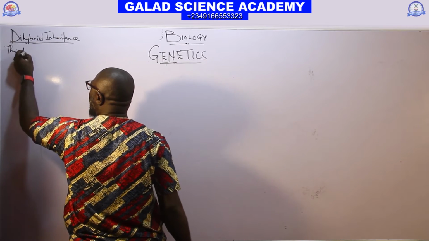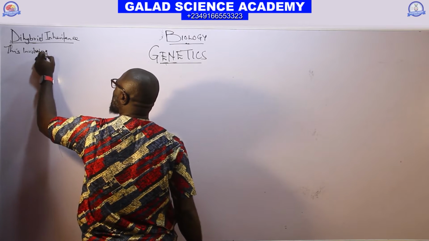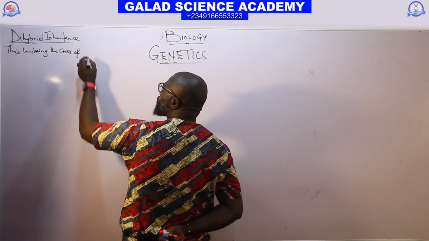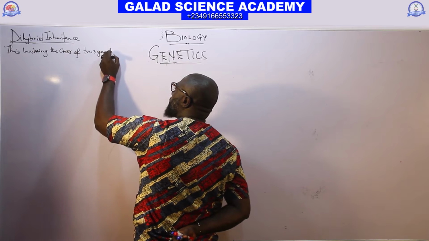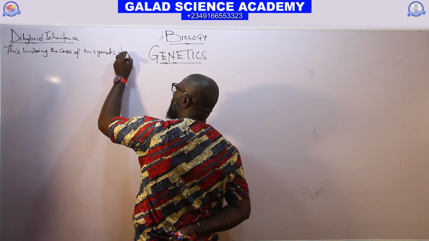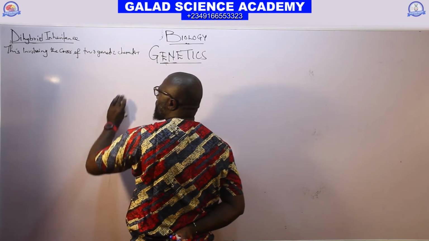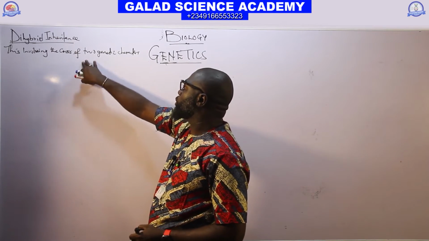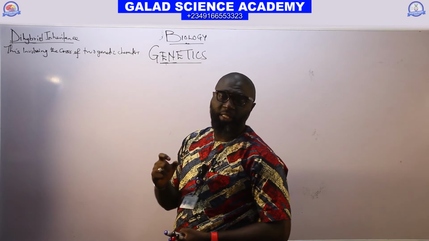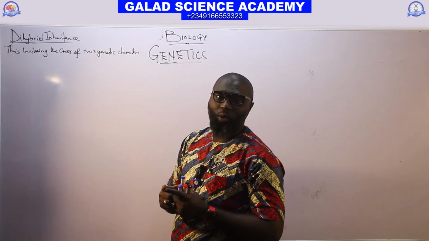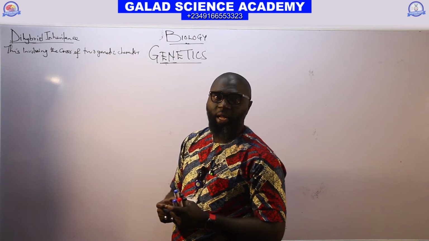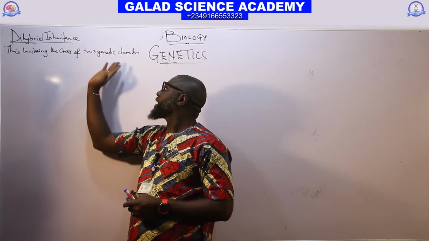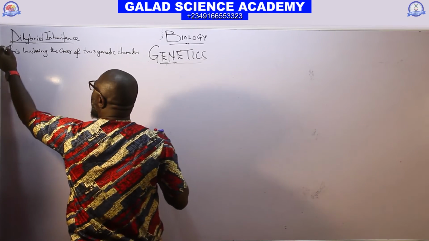This is evolving, or evolving crossing of two genetic characters. Dihybrid inheritance is the cross of two genetic characters. Monohybrid involves one genetic character, but here is the cross between two living organisms of two genetic characters.